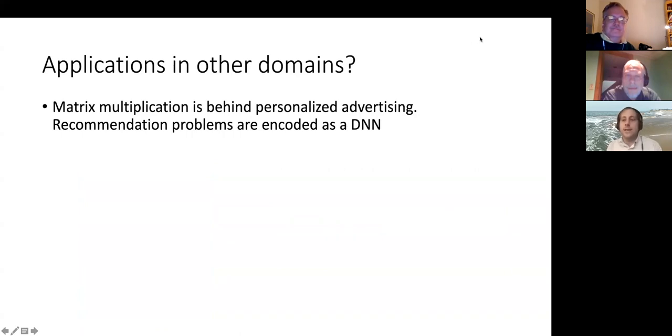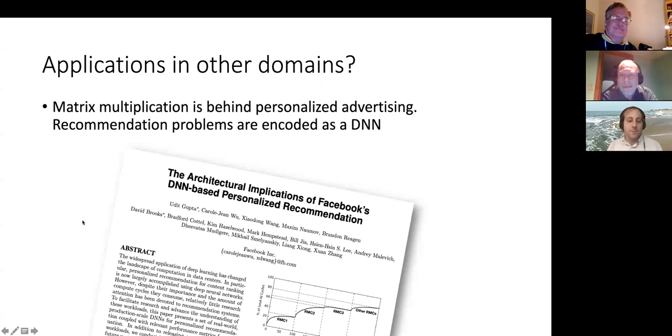This matrix multiplication, as a lot of you might know, is probably one of the most important kernels in computer science right now. In fact, if we think about other high impact applications, matrix multiplication is behind personalized advertising. These recommendation systems, like when Facebook or Google recommends an ad to you, select the ad based on some machine learning using matrix multiplication. We've always kind of conjectured this, but in 2020, Facebook actually released a paper talking about how they do recommendations. And it turns out that they do use lots of matrix multiplication.